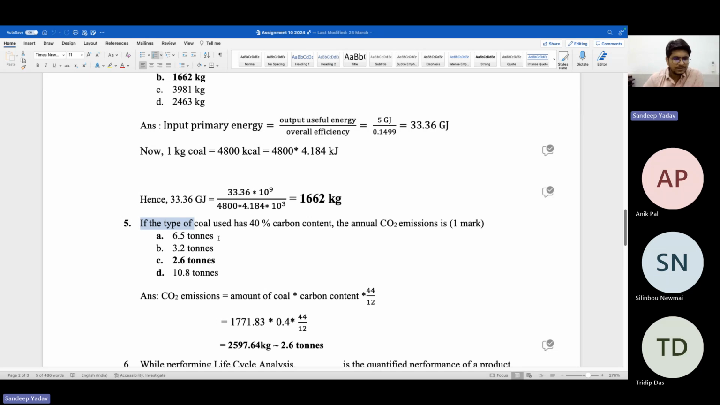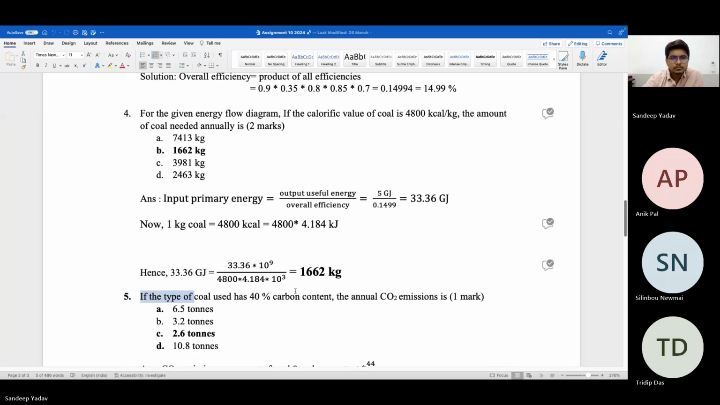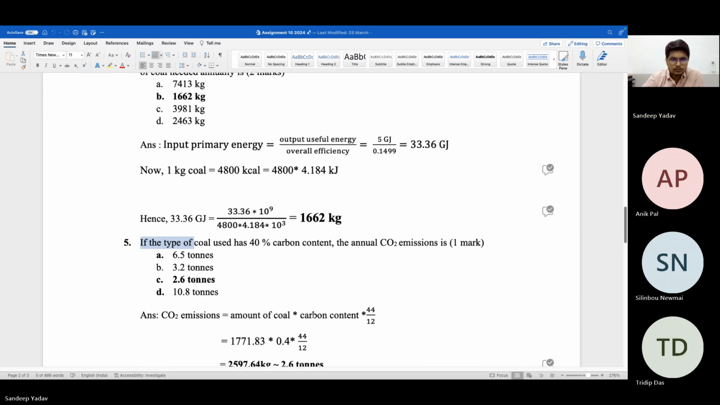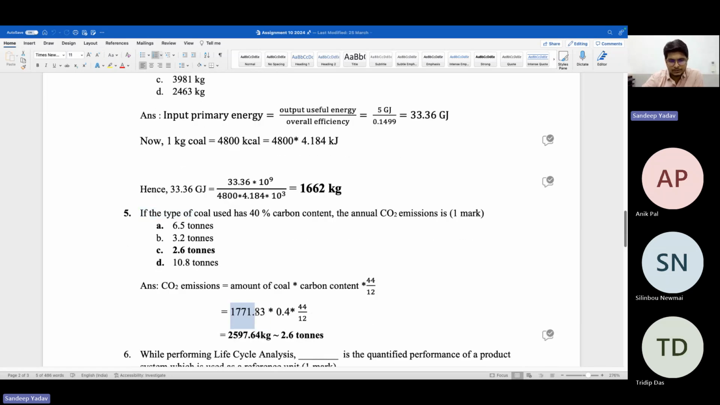So moving to question number 5, it says if the type of coal used has 40% carbon content, then the annual CO2 emissions will be. So we know CO2 emissions depend on the amount of coal used and the carbon content. Here the amount of coal used will be 16.62 kgs.